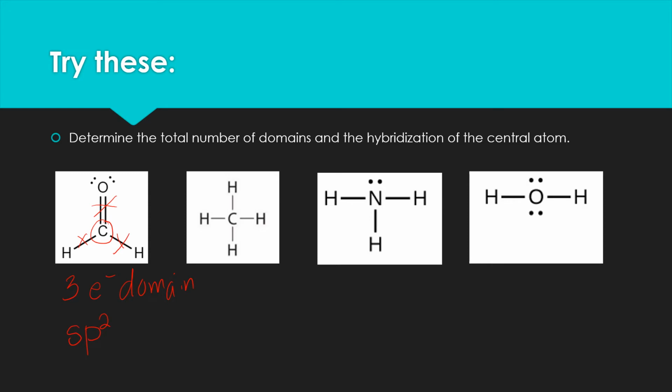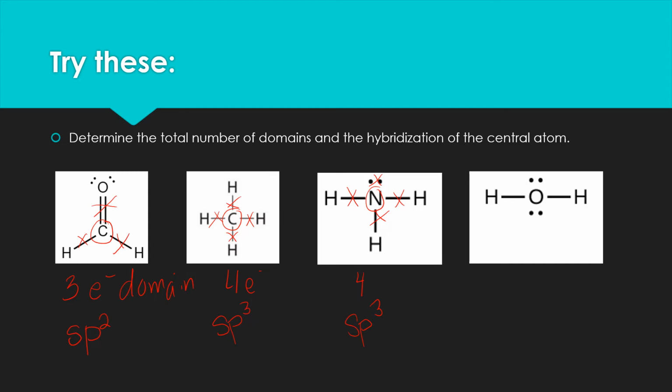Our next one, around our central carbon, we have 4 bonding domains, so 4 electron domains. So we would need an s orbital and 3 p orbitals to give us 4 orbitals that hybridized to accommodate all of our electrons. So it would be sp3 hybridized. Our next one, our nitrogen, has 1, 2, 3, 4 electron domains. We count a lone pair on the central atom as an electron domain. So it has 4. So again, it would need the sp3 hybridization to accommodate all of the electrons.